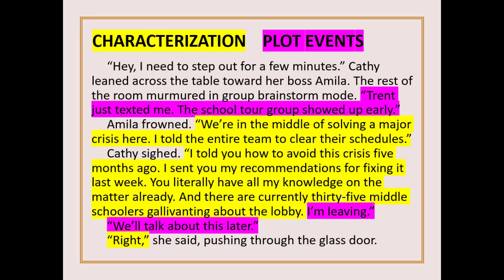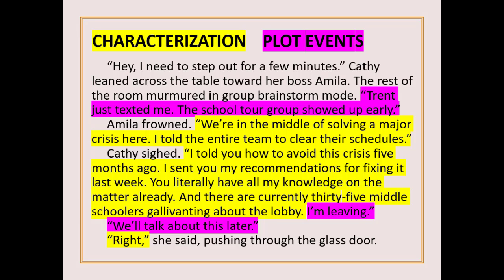So let's look at the plot events first, and that's in this purple color. There are 3 in this section. The first event that happens is that the inciting incident shows up. That is when Trent texts Kathy and lets them know, hey, we have students waiting down here. So that kind of starts this whole issue between them.